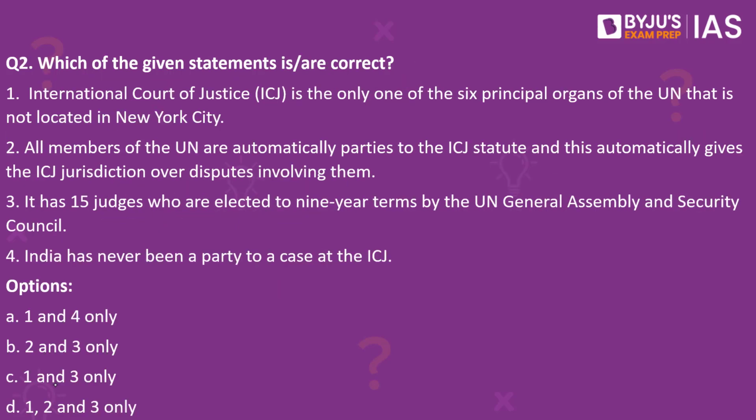Moving on to question number 2. Which of the given statements is or are correct? Number 1. International Court of Justice is the only one of the 6 principal organs of the UN that is not located in the New York City.